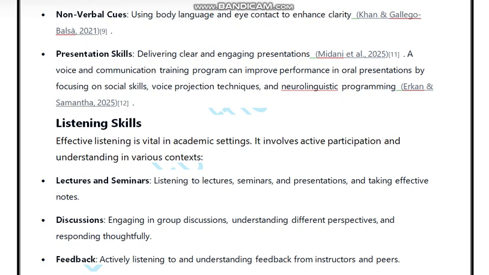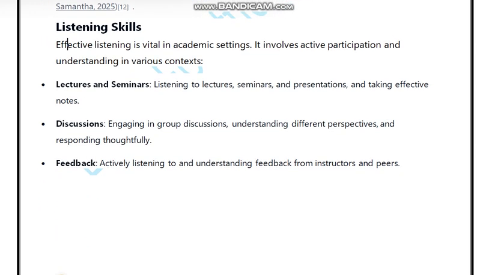In oral communication, we also have the listening skill. Now, effective listening skill is vital in academic settings. It involves active participation and understanding in various contexts. The main problem, miscommunication, happens just because of the listening skill. If we don't have strong listening skill, then we have miscommunication.